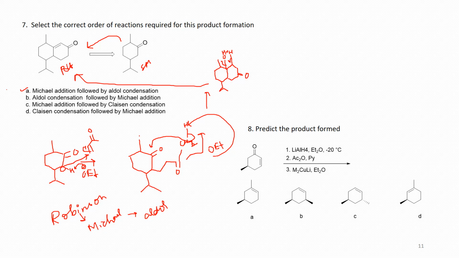So the next question is, you have to predict the product formed in this reaction. Similarly to the previous one, we had a group at this position, but here we have a group at this position above the plane. So where the incoming group will be placed, just give it a try, then I will solve it.